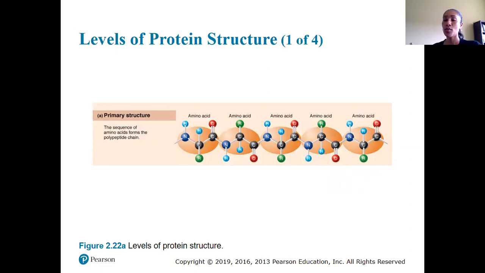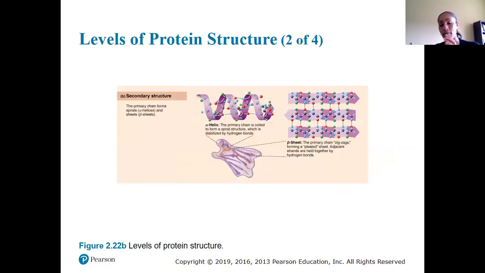It cannot function at all. We're just simply linking amino acids together. So then once we link them together, we're going to start folding the amino acid using different types of bonds, and we can form the secondary structure. If the folding of the amino acid chain ends up looking more like a helix, then we say that this is the alpha helix, there's an alpha helix to the secondary structure.